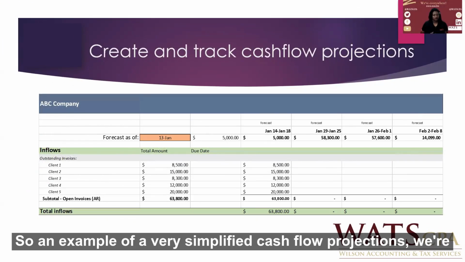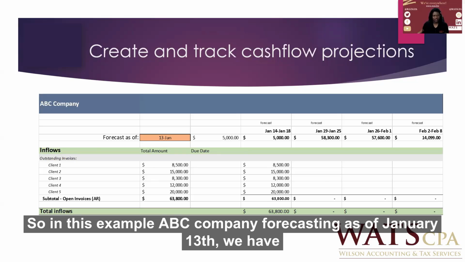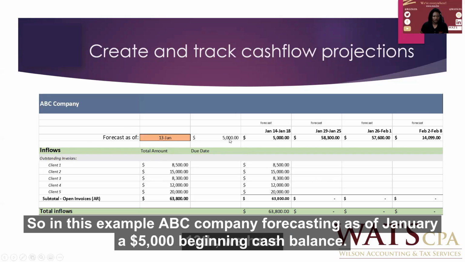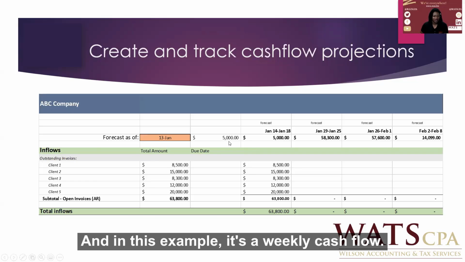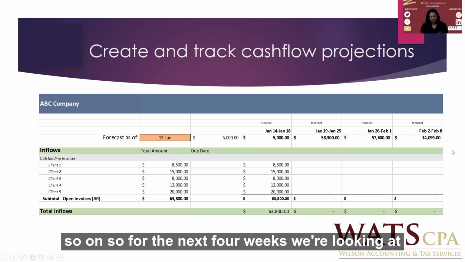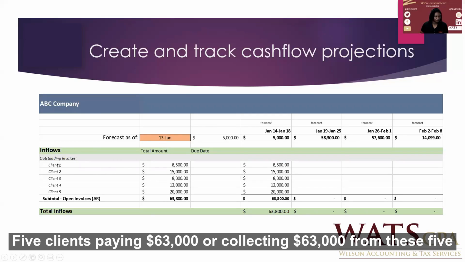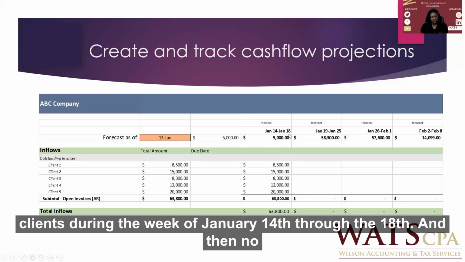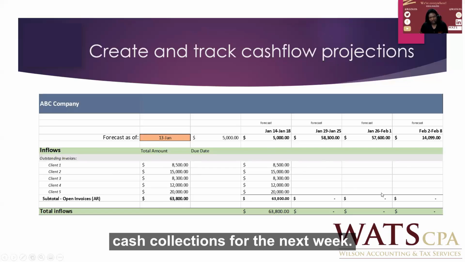So an example of a very simplified cash flow projection, we're looking here at just the inflows. In this example, ABC company forecasting as of January 13th, we have a $5,000 beginning cash balance. And in this example, it's a weekly cash flow. So you'll see January 14th through the 18th, the 19th through the 25th, and so on. So for the next 4 weeks, we're looking at collecting $63,000 from 5 clients during the week of January 14th through the 18th, and then no cash collections for the next week.